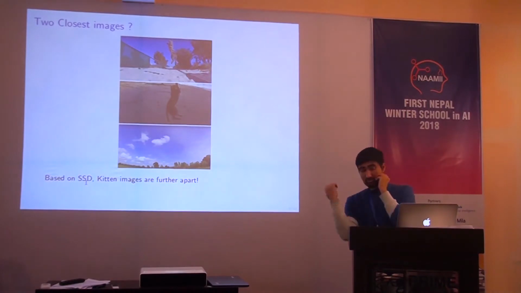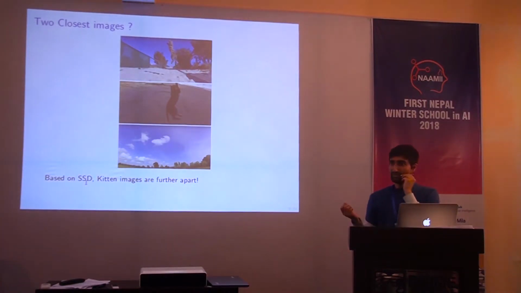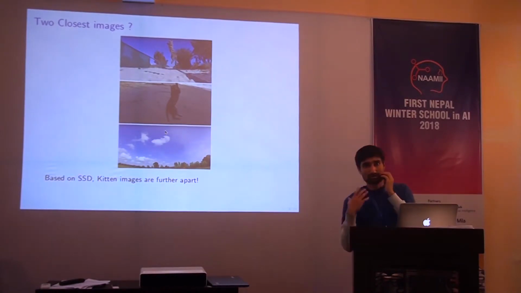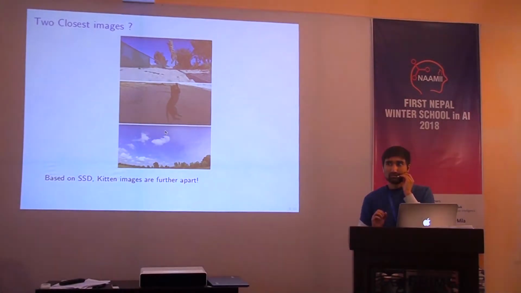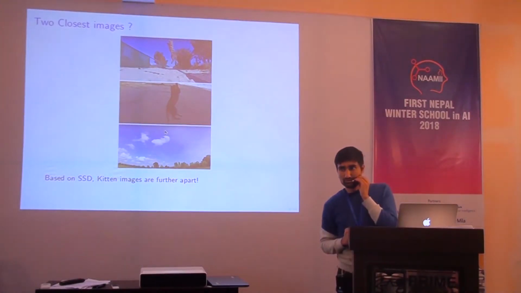I think if you use this particular image, if you use sum of squared differences, the kittens are farther apart than the clouds, because perhaps of the blue sky, it's closer, or it can happen, right? So what does this show?